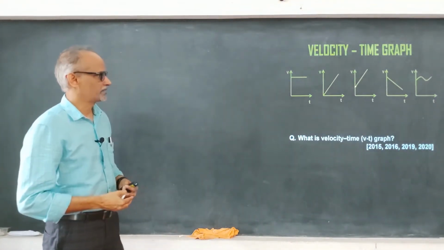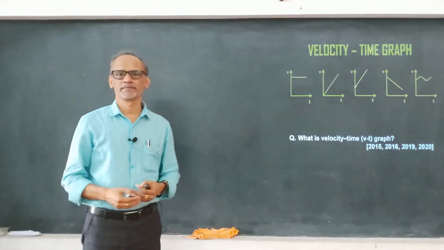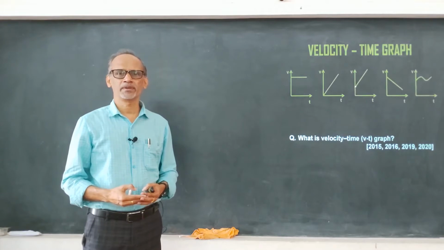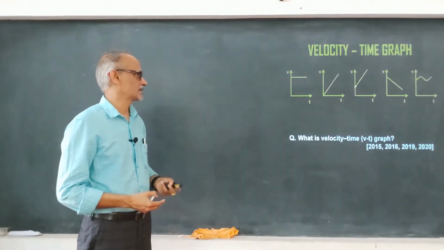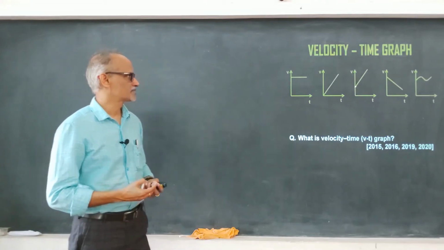So a question that has appeared, you can see in the exam 4 times. What is a velocity time graph? So what is the answer for that? The graph obtained by plotting velocity along the y-axis and time along the x-axis is called a VT graph. And what are the various shapes of the graph?